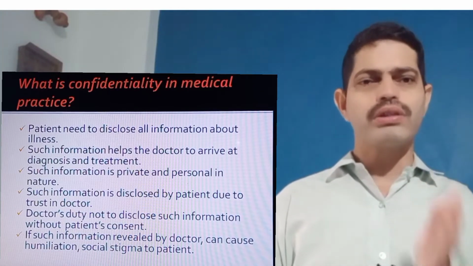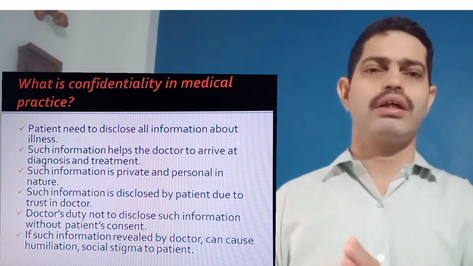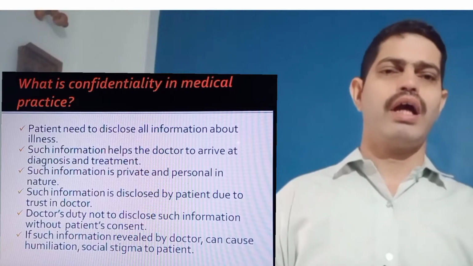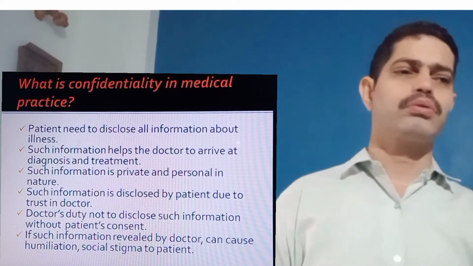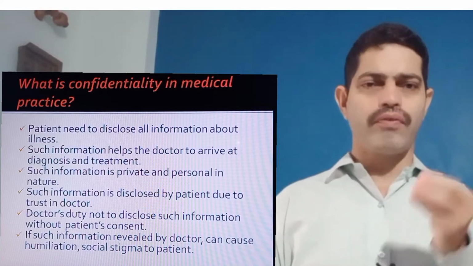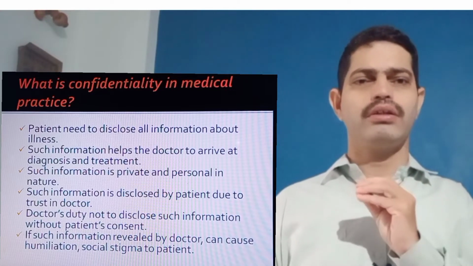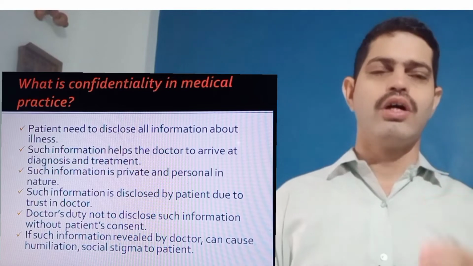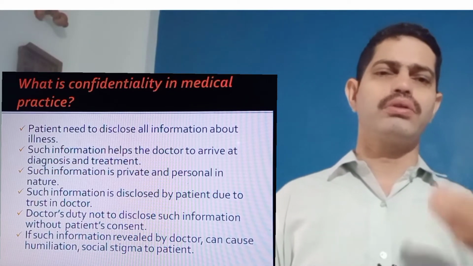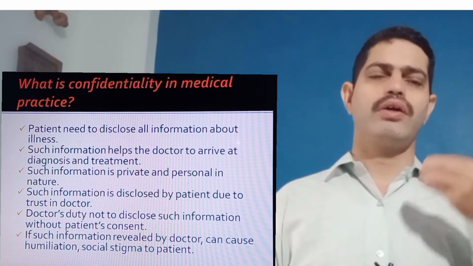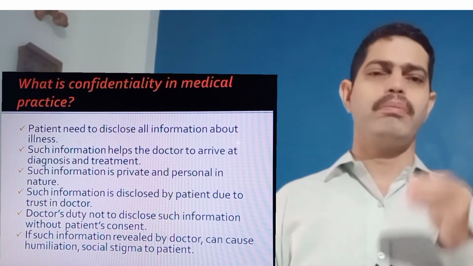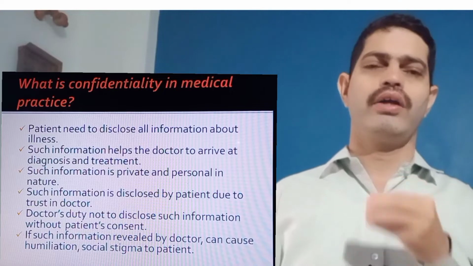So it is the disclosure of the information which is required for proper diagnosis and treatment of that patient, which is required to be disclosed by the patient to the doctor. Sometimes this information which is disclosed by the patient to the doctor about his or her illness is private or personal in nature. So naturally the patient does not want to disclose it to anyone else. Sometimes the patient prefers to disclose only to the doctor, and sometimes not even to the family members or friends or any other person.